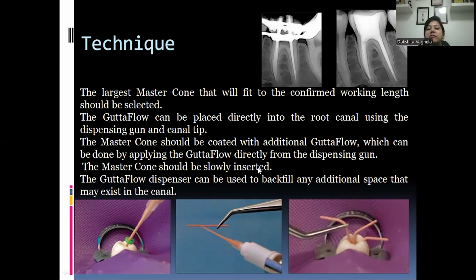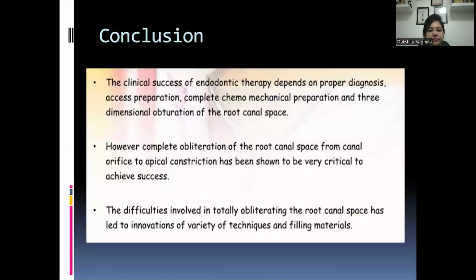The master cone should be slowly inserted. The GuttaFlow dispenser can be used to backfill any additional space that may exist in the canal. So you have this dispenser like a gun, and in case there is any space inside the canal, that can be filled with the backfill.